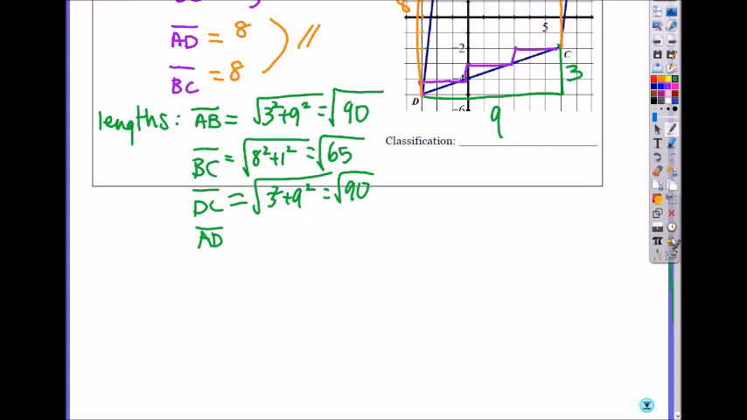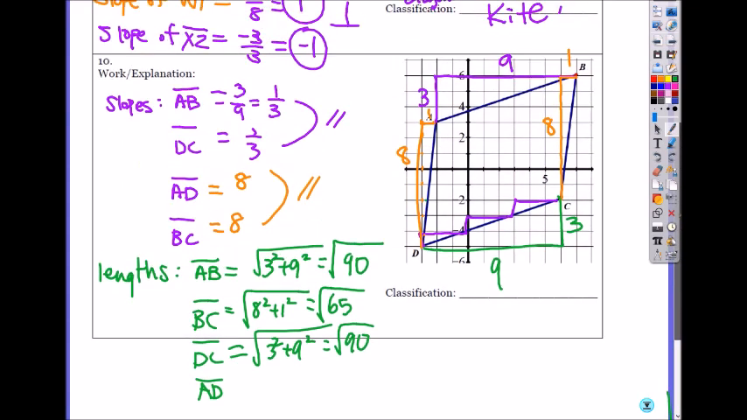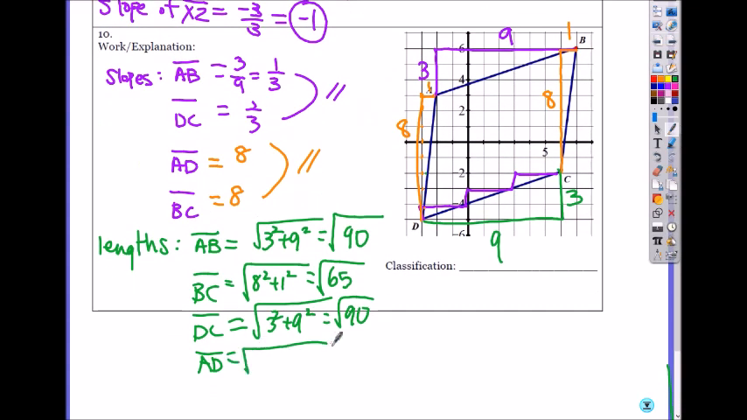So AD is square root of 8 by 1. So 8 squared plus 1 squared, which is square root of 65. So these two are congruent. These two are congruent. So this is equal to that side. This is equal to that side.